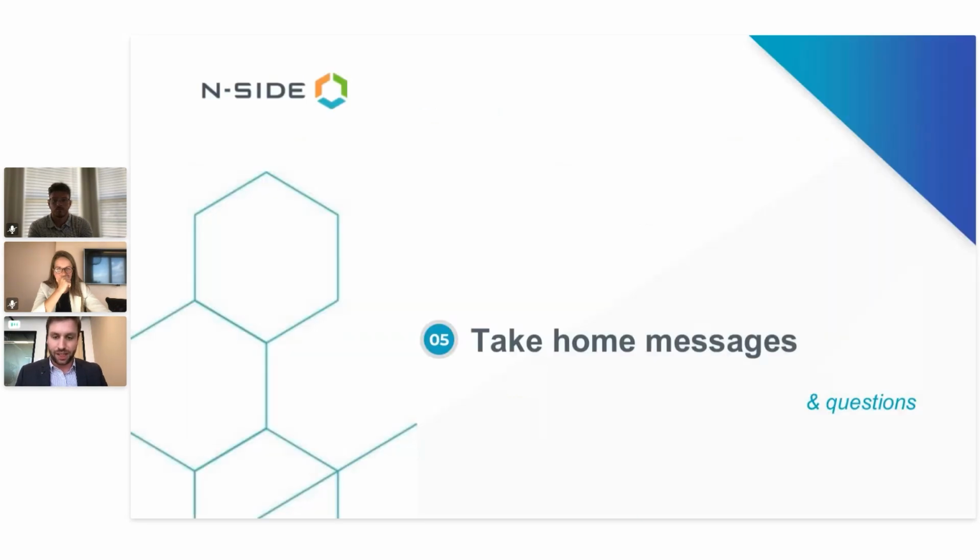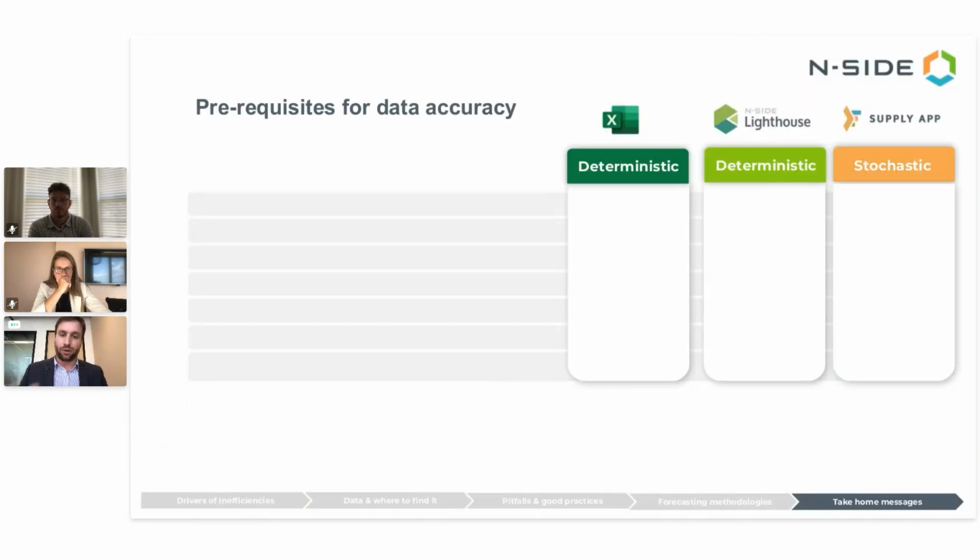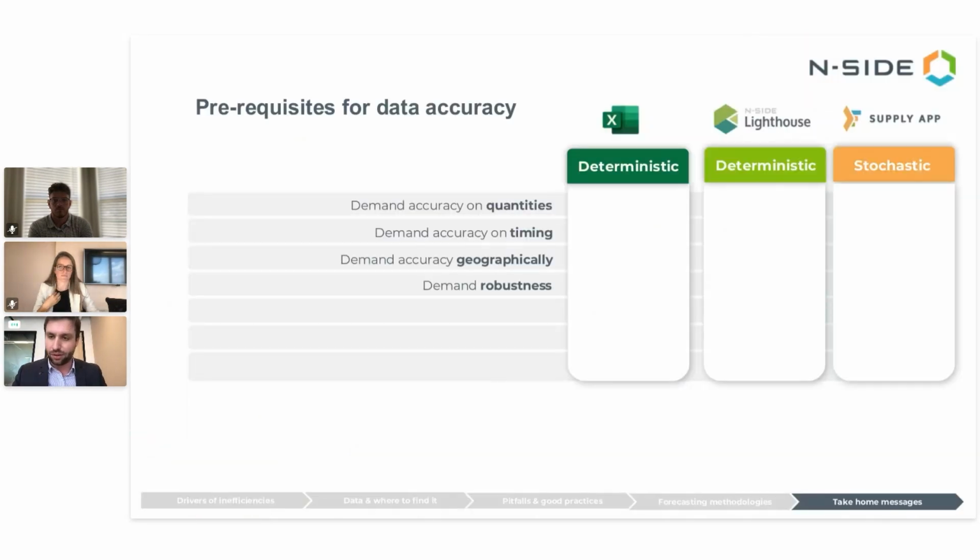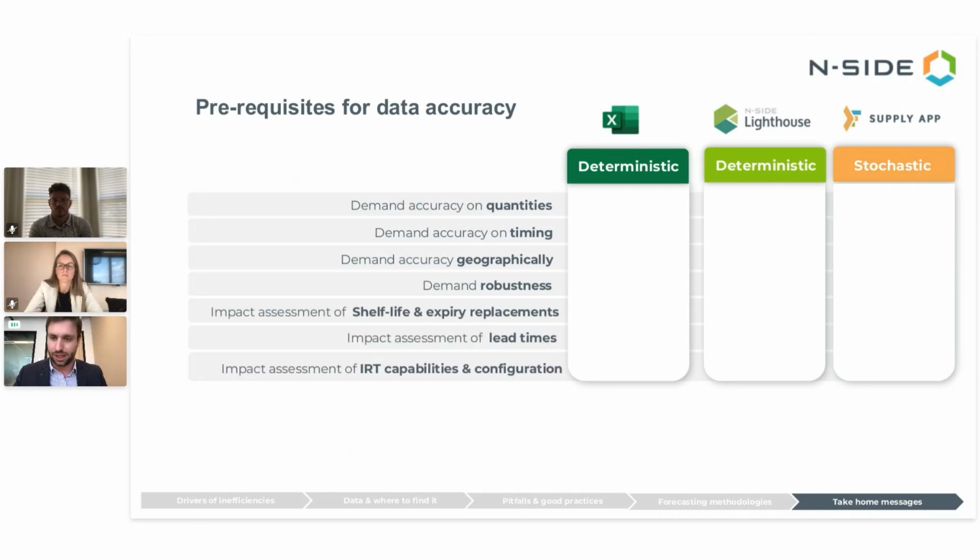We will now make a short conclusion of what we saw during this webinar. So first of all, we saw the prerequisites for data accuracy, so the quantities, the timing, geographically, and some robustness. And we also showed you that it was necessary to be able to add elements from the supply chain in your forecast to have accurate values.